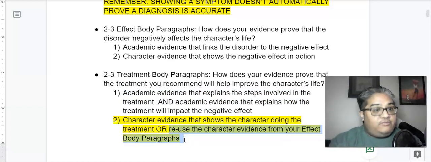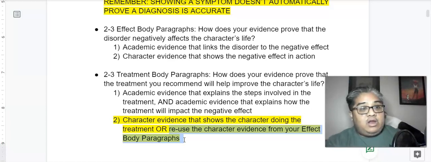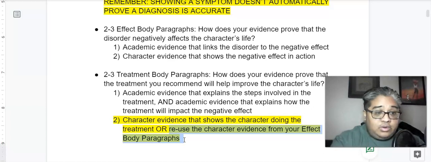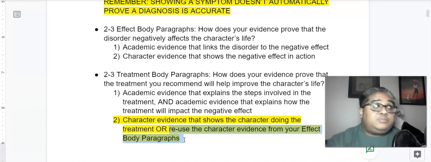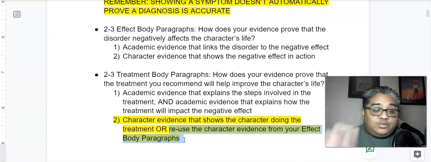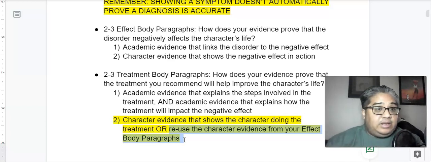So if you are in that situation, what I would recommend is reusing the same evidence that you used in your effect body paragraphs. Use it again in your treatment body paragraphs, and then when it comes time to write your treatment body paragraphs, what you'll do with that character evidence is you'll explain, here's what happened to the character, here's how the character was negatively affected. If they were to do this treatment, let's walk you through now, you the reader, what would be different, what would be better about that scene, right?